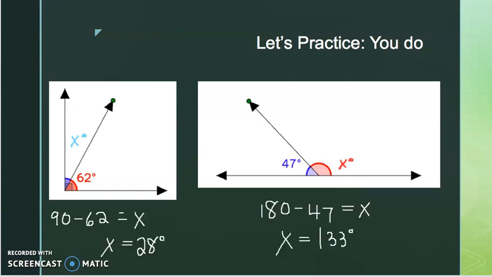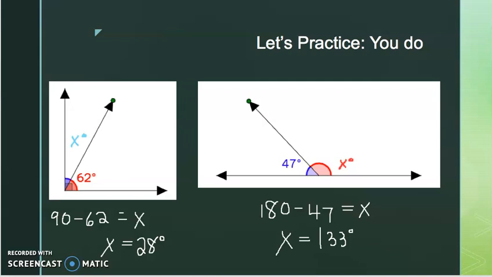All right, let's check your work. So for the first one, the complementary angle, again, you know it's 90. I chose to do the equation 90 minus 62 equals x. And when I solved for that, x equals 28 degrees. You could have also said 62 plus x equals 90 degrees and solved it that way.